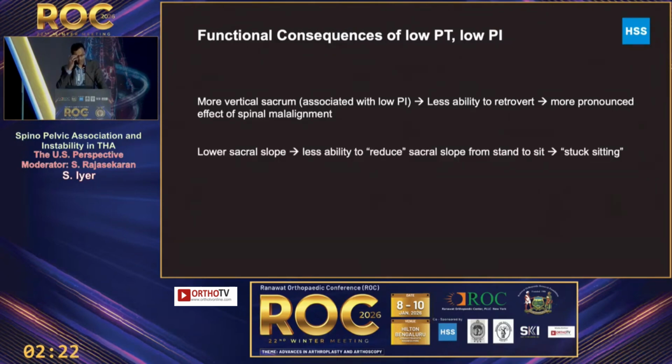For the hip surgeon, it probably means that the lower sacral slope means you can't reduce it as much when you go from sitting to standing. So these are the patients, as Dr. Rajasekaran will touch on, they get kind of in that stuck position.